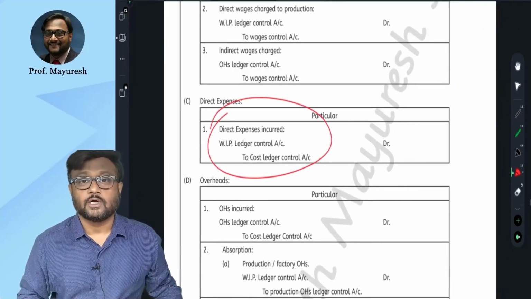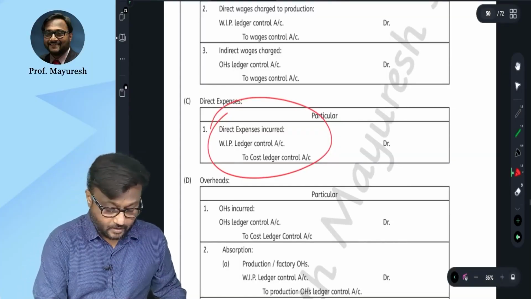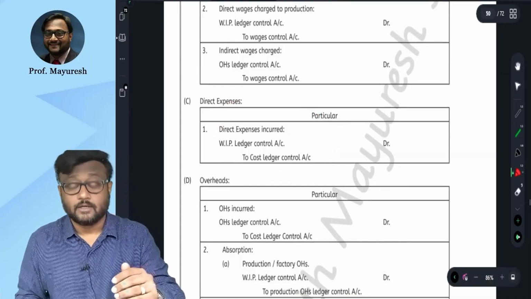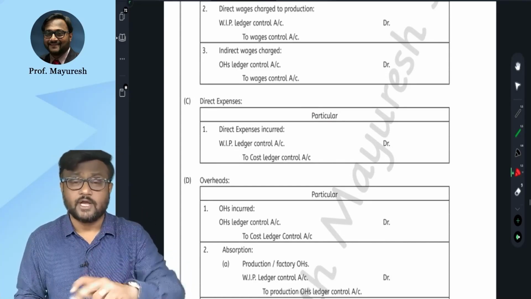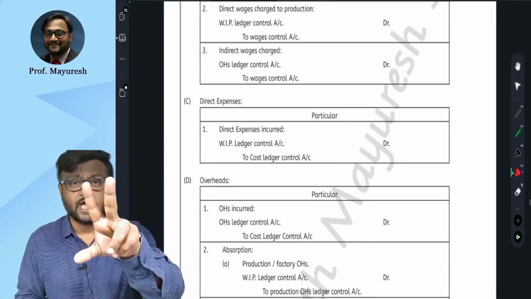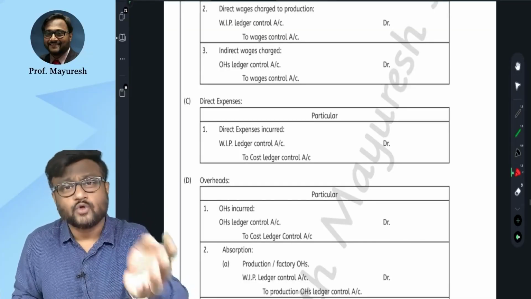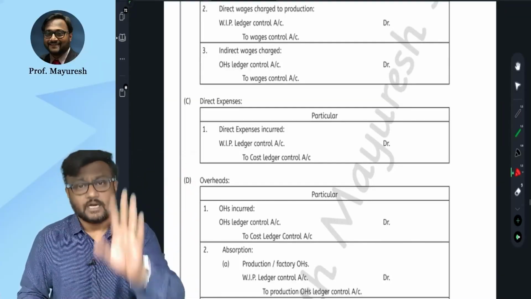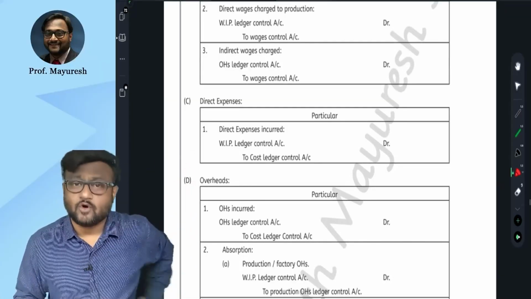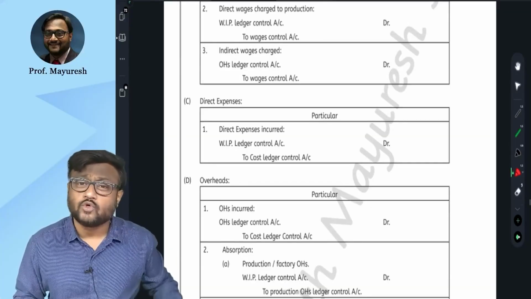Cost ledger control account. तो ये समझ में आया? देखो मटेरियल में भी स्टोर्स टू CLC फॉर डायरेक्ट एज वेल एज इनडायरेक्ट, वेजेस में भी वेजेस कंट्रोल टू CLC फॉर डायरेक्ट इनडायरेक्ट. तो मटेरियल और वेजेस में डायरेक्ट भी होता है, इनडायरेक्ट भी होता है, तो वी प्रिपेयर अ सेपरेट अकाउंट एंड देन वी स्प्लिट. डायरेक्ट जाता है WIP में, इनडायरेक्ट जाता है ओवरहेड्स में. लेकिन ये डायरेक्ट एक्सपेंस ही है, तो इसमें इनडायरेक्ट तो कुछ है नहीं.